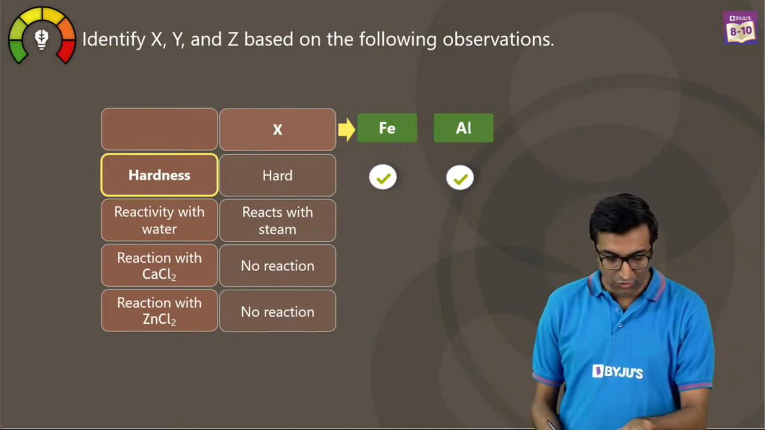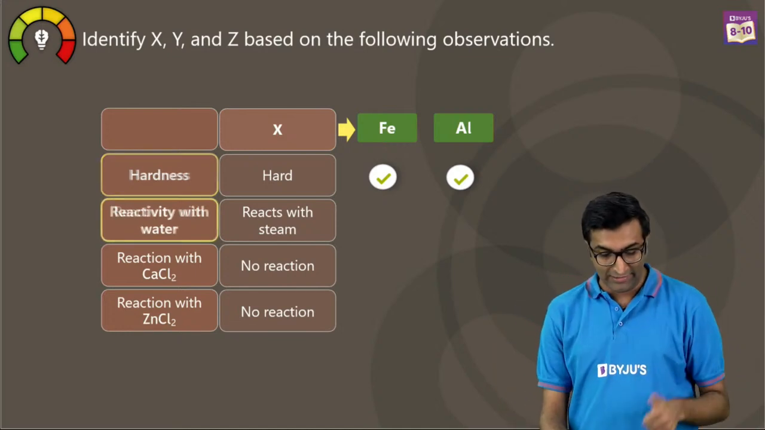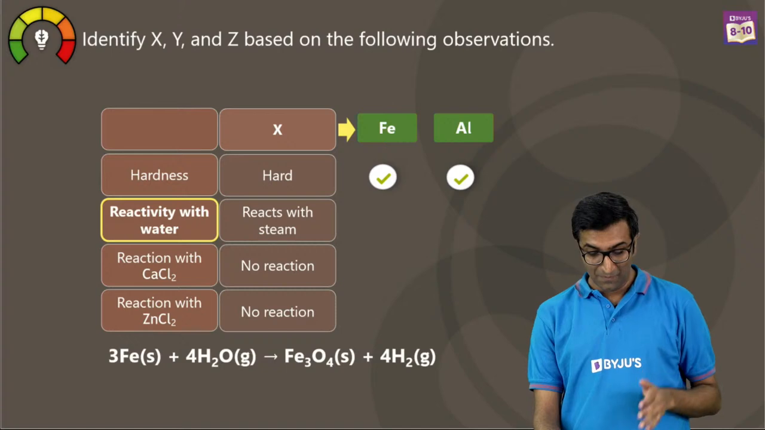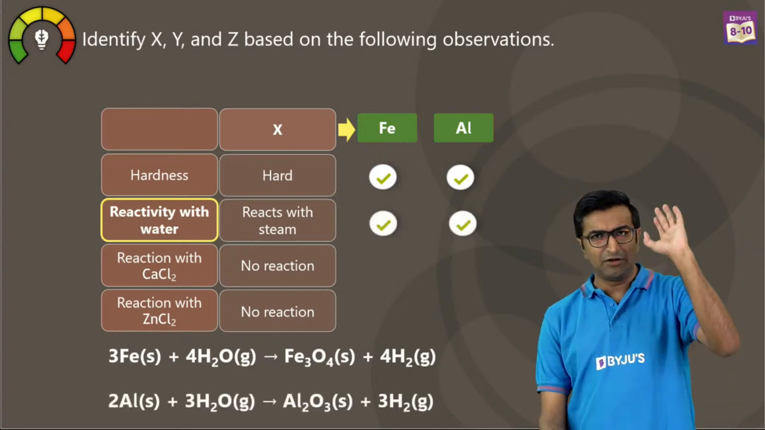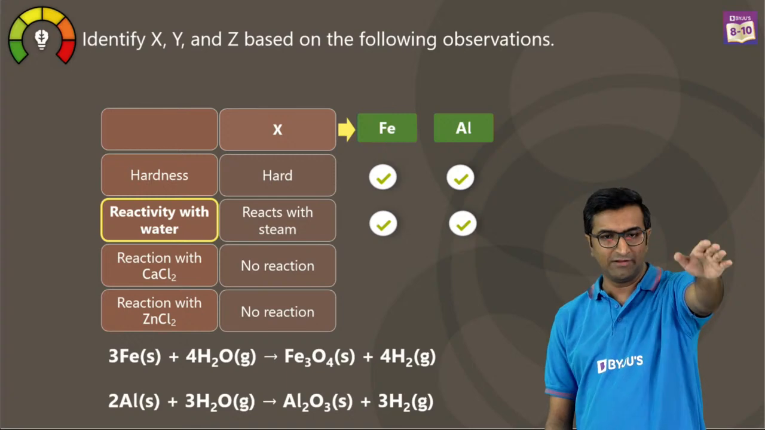This is easier here. Look, both iron and aluminum are definitely hard. Both of them react with steam. The reaction is given to you over here, and it's an easy reaction. But you know that it reacts. You're not asking for the reaction. We know that the reaction happens.